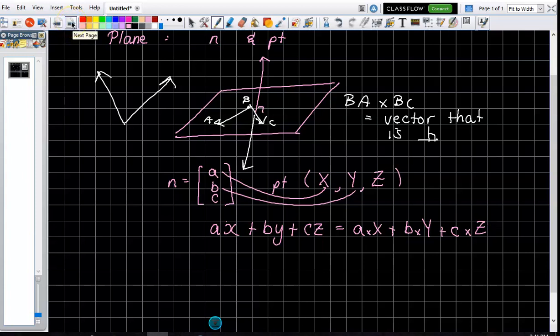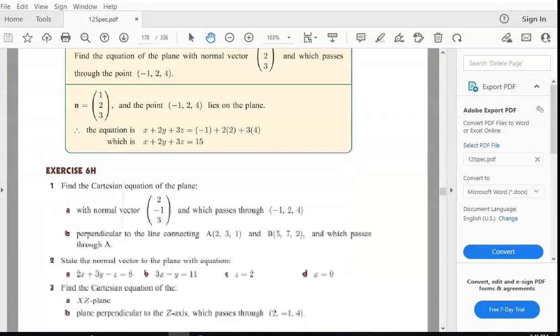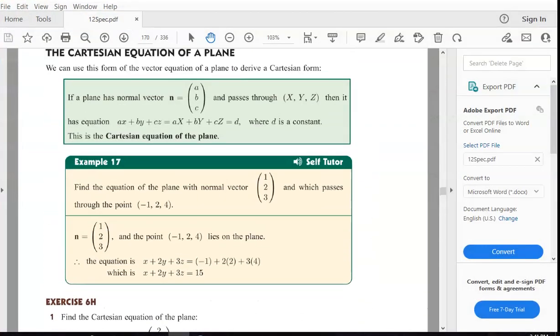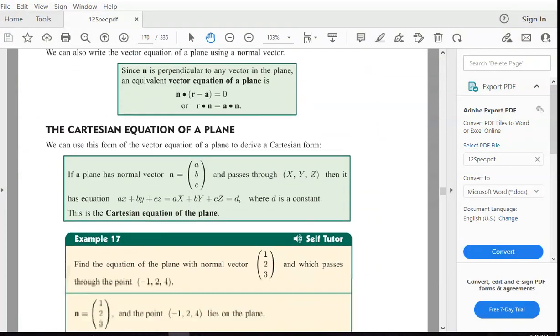All right, so let's have a look. We are on page, if you want to be playing along, 6H, and that would be page 170.